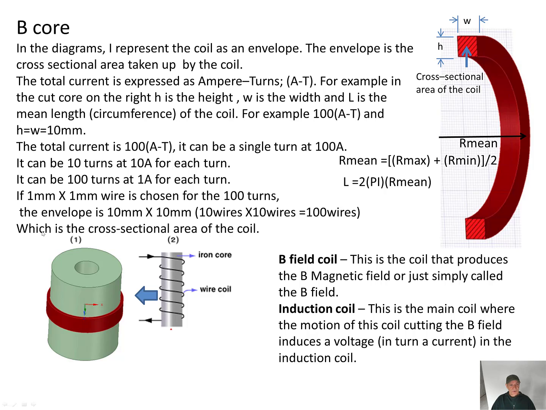So an electromagnet, which is a coil, is represented by a band around the core, where I just showed the envelope. The B-field coil is defined as the coil that produces the B magnetic field, or simply called the B field. The induction coil is the main coil where the motion of this coil cutting the B field induces a voltage and internal current in the induction coil.